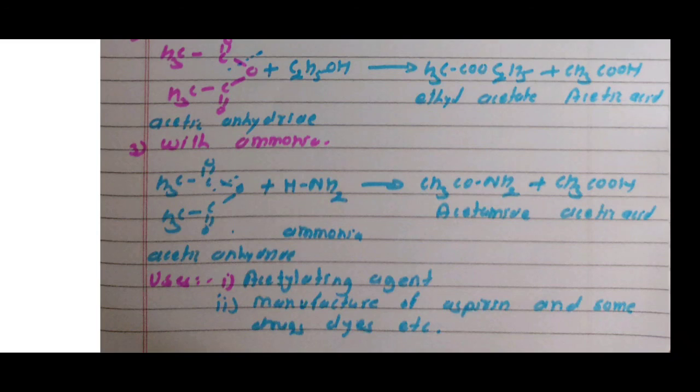Acetic anhydride is used as an acetylating agent for the manufacture of dyes, cellulose acetate, etc. The second use of acetic anhydride is in the manufacture of aspirin and some drugs.